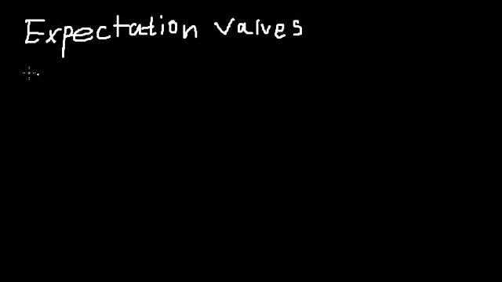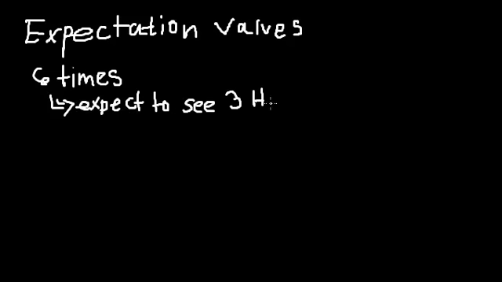For example, if you have a coin and you toss it 6 times, how many heads do you expect to come out? Well, I think you expect to see 3 heads, right? I mean, that makes sense. You toss a coin 6 times, since the probability of getting a head is 50%, then in 6 times you logically expect it to land 3 heads and 3 tails.